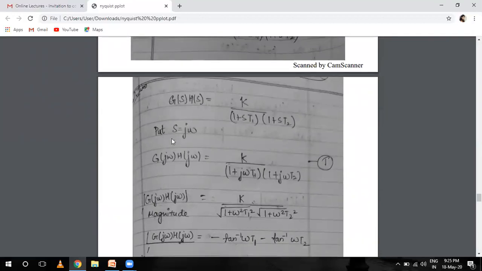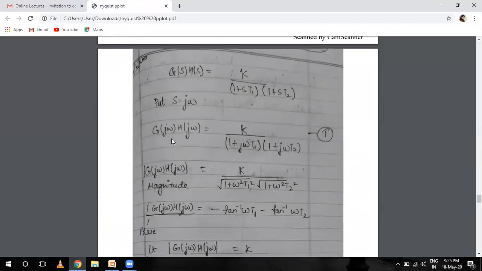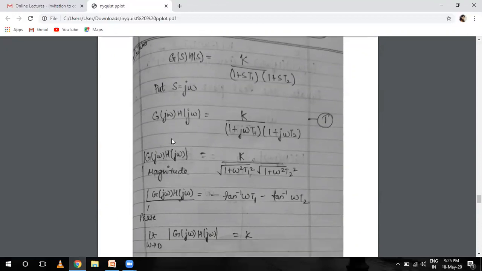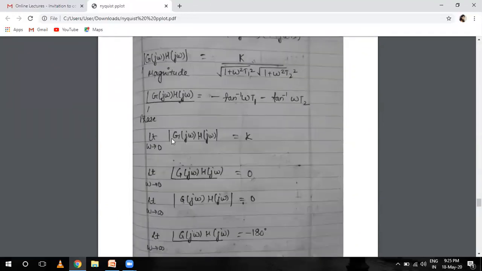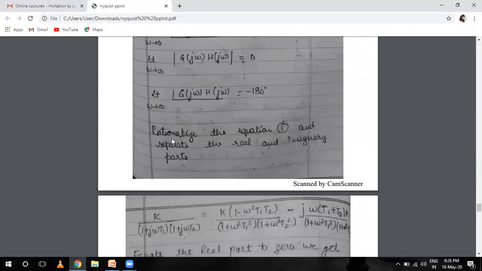Put s equals to j omega, G(j omega) H(j omega). So G(s)H(s) equals K upon (1 plus j omega T1) into (1 plus j omega T2). Find its magnitude and its angle. Put the value of omega equals to 0 in its magnitude and its phase as well, and put omega equals to infinity in its phase as well as in magnitude. So the phase varies from 0 to minus 180. Equate the real part and the imaginary part.